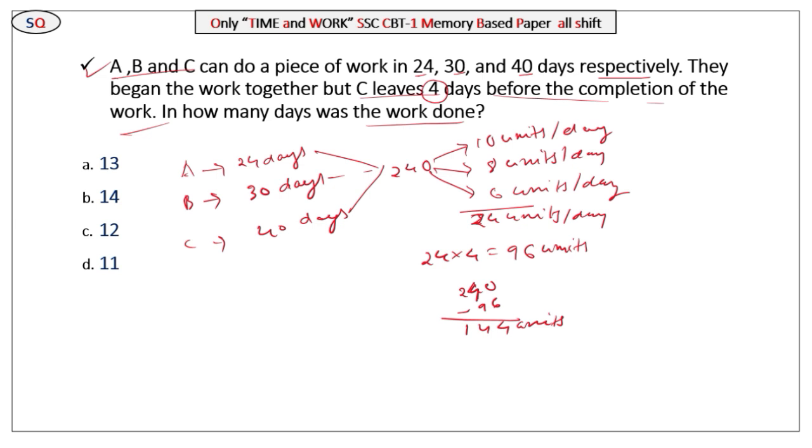Now, since she leaves 4 days before the completion of the work, what we have to do is divide 144 by 18. They work together, she leaves for the completion of how many works done.